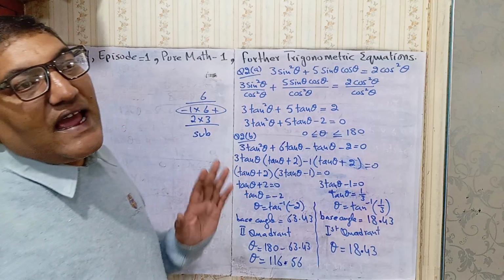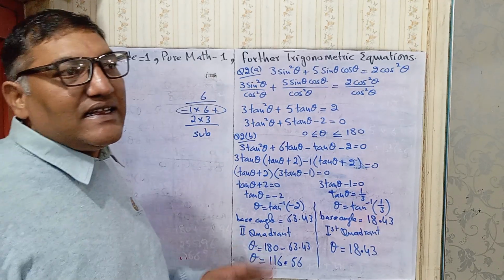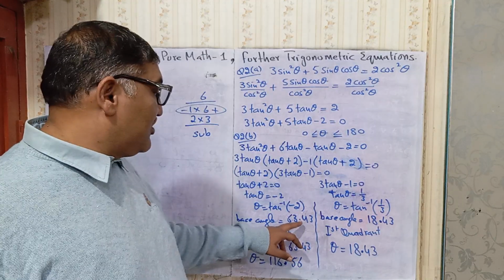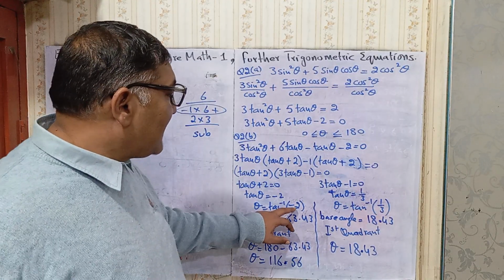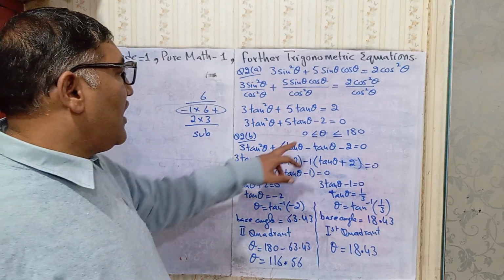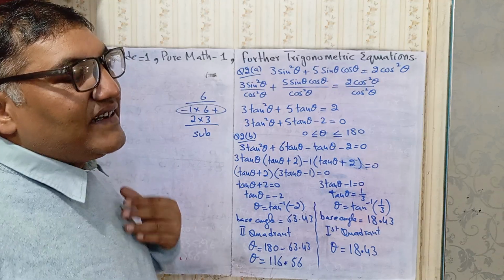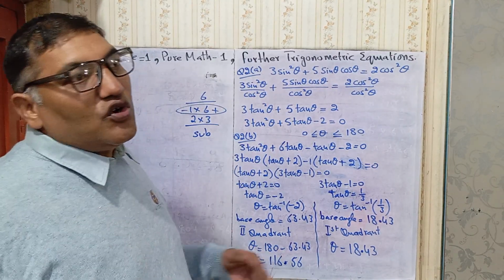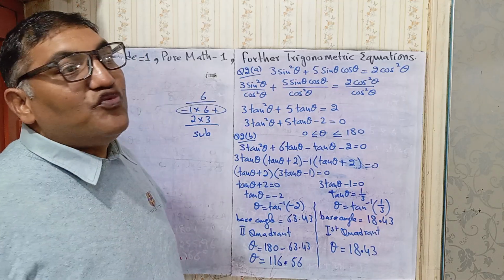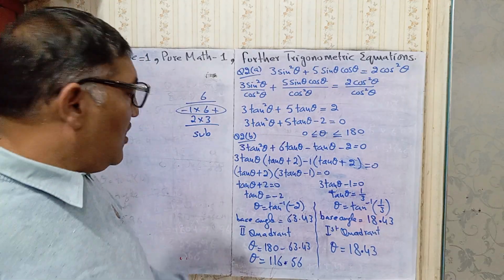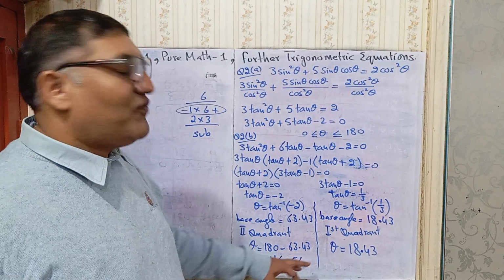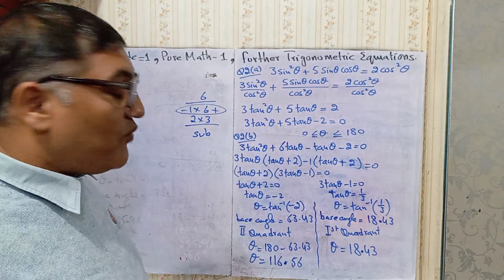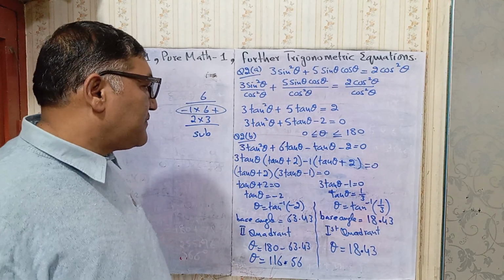Theta will be equals to the tan inverse of minus 2. Forget the negative, just take tan inverse of 2. That will give you the base angle, which is 63.43. Because the tan is negative and we are looking from 0 to 180, tan is negative in the second quadrant. And in the second quadrant, the angle theta will be equals to 180 minus the base angle. So 180 minus 63.43 gives you 116.56. 116.56 degrees is the answer.